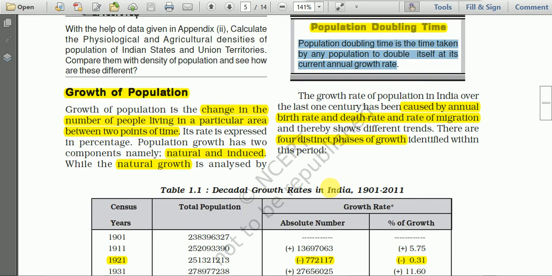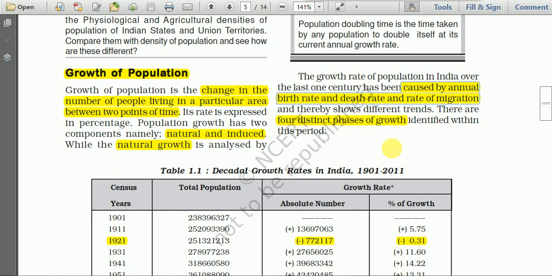The growth rate of population in India over the last 1 century has been caused by annual birth rate and the death rate and the rate of migration, and thereby shows different trends. Accordingly, we find 4 distinct phases of growth identified within this period. The growth rate over the last 100 years has been caused by the annual birth and death rates, as well as by the rate of migration.